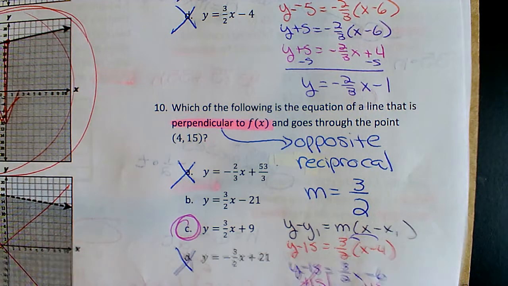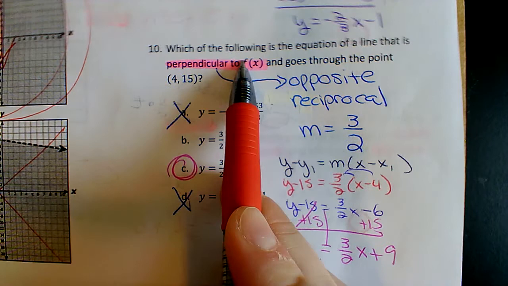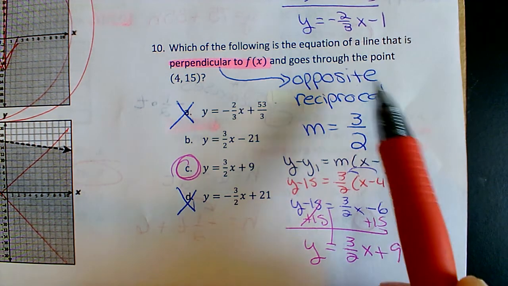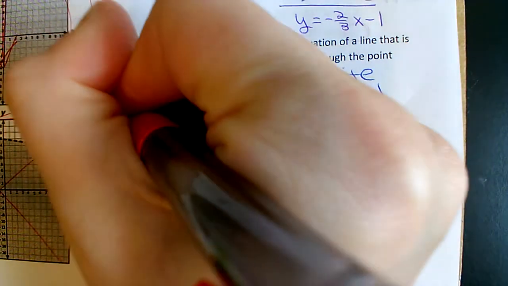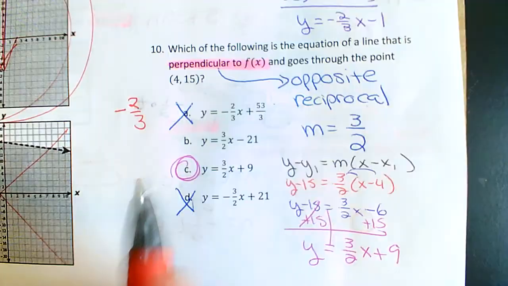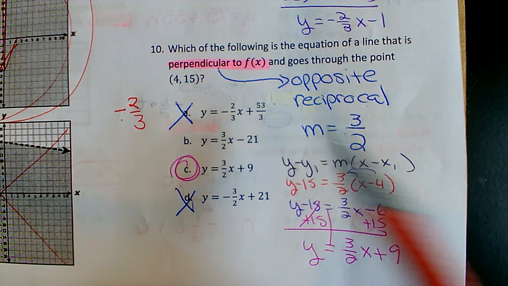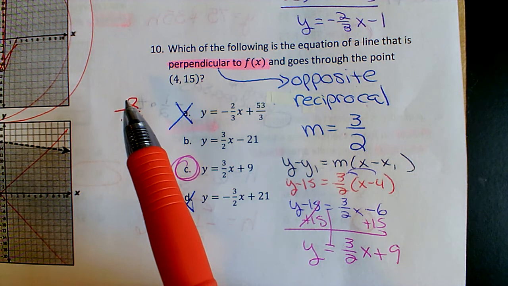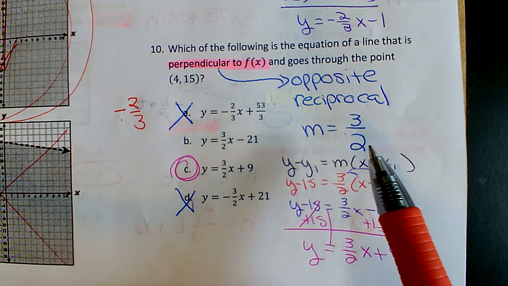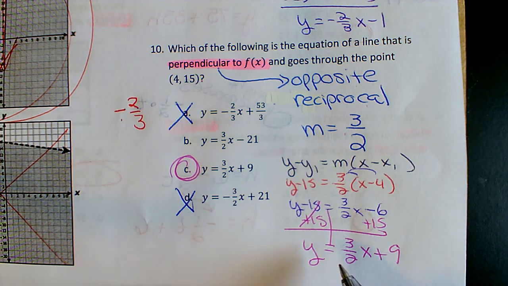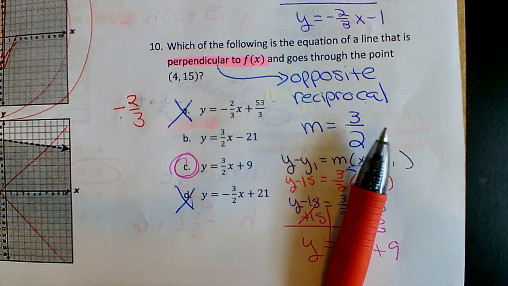The last one is very similar, but on this one we're looking for a perpendicular line, which is talking about the opposite reciprocal. So if the original slope was negative 2/3, the opposite means ours has to be positive, and the reciprocal part just flips your fraction around. So the 3 and the 2 change places. This is my new slope. I do the whole point slope formula, and I find my new answer.